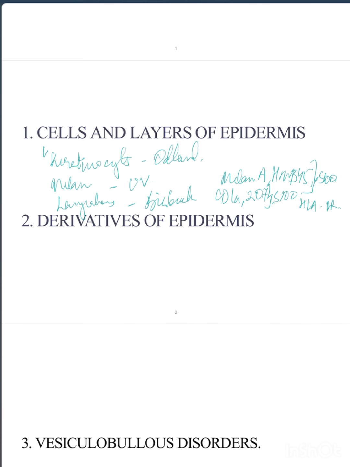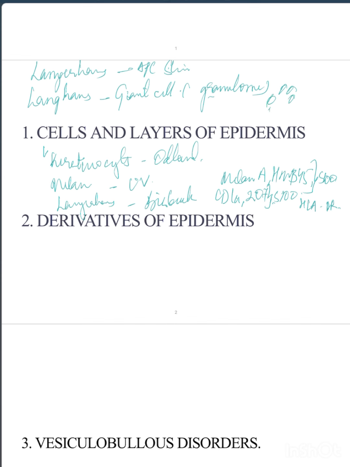One more important thing you need to remember is Langerhans versus Langhans. Don't confuse them. Langerhans is your antigen presenting cell. It may be present in skin, cornea, or other first line mucosal defenses. However, Langhans is a giant cell which is seen in granuloma formation in TB and other conditions. You'll have all this giant cell formation that happens in Langhans cells.